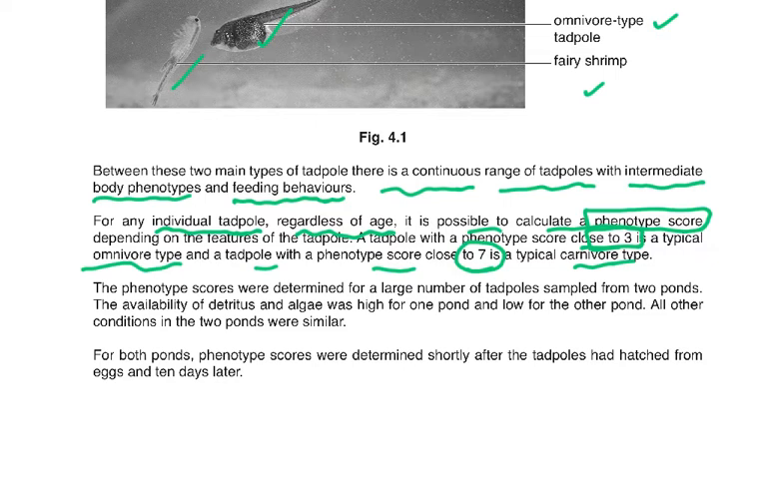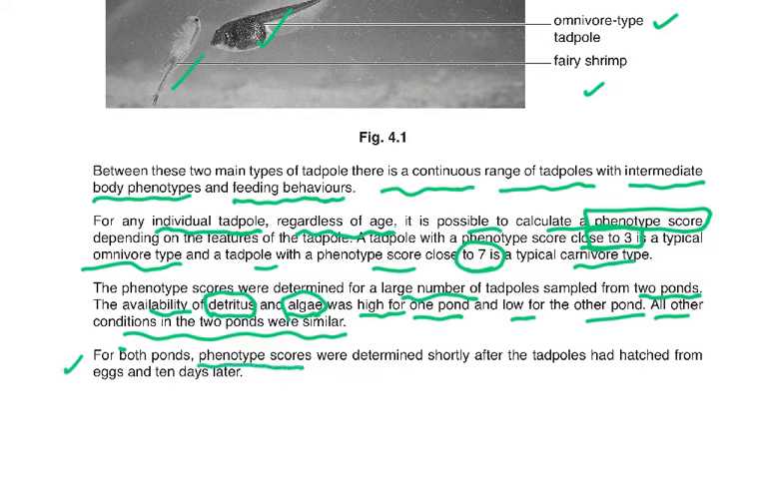The phenotype scores were determined for a large number of tadpoles sampled from 2 ponds. The availability of detritus, which is dead organic matter, and algae, the unicellular plant, was high for one pond and low for the other pond. All other conditions in the two ponds were similar. For both ponds, phenotype scores were determined shortly after the tadpoles had hatched from the eggs and 10 days later.